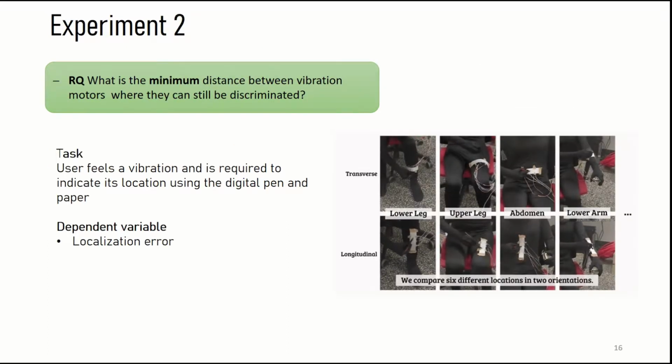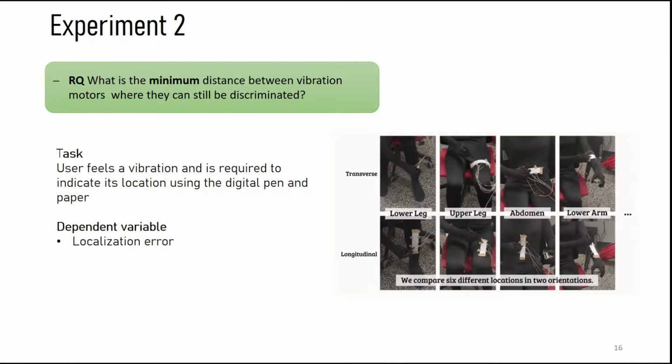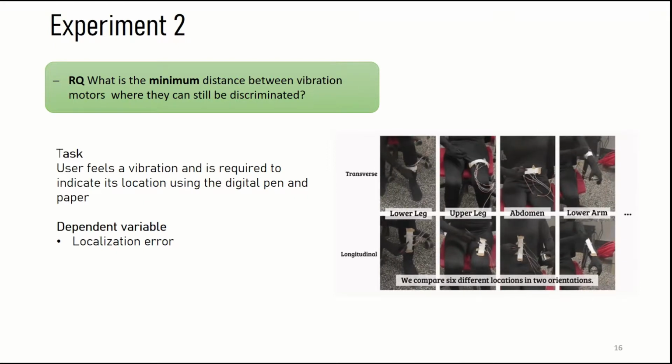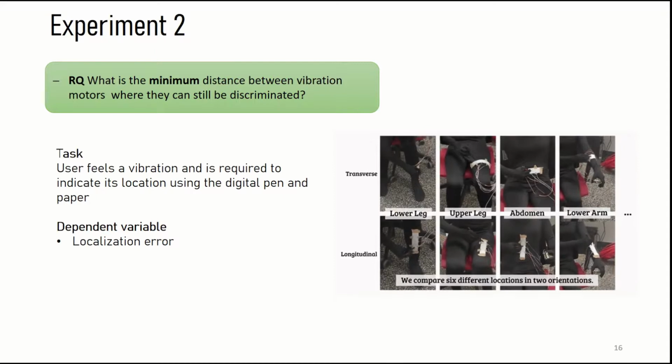In experiment 2, we wanted to investigate what the minimum distance was between vibration motors where they can still be discriminated. Here, the participant's task was to indicate using the digital pen and paper where he or she felt the vibration. The difference between the location perceived and the actual location was then calculated to be the localization error.